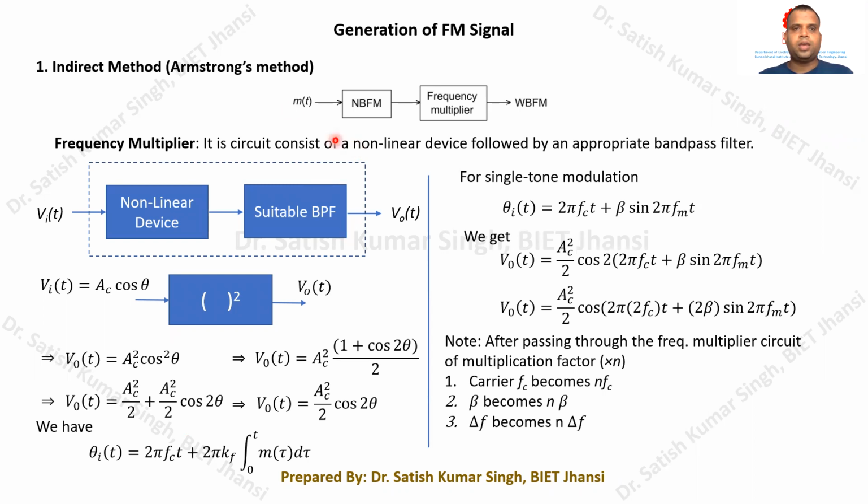First of all, we have this particular block diagram, and we have to understand what this block diagram says. As its name suggests, it is the indirect method of generating frequency modulation. We are actually talking about the generation of the WBFM signal, the wideband FM signal. Commercially, we use the WBFM signal for transmission.